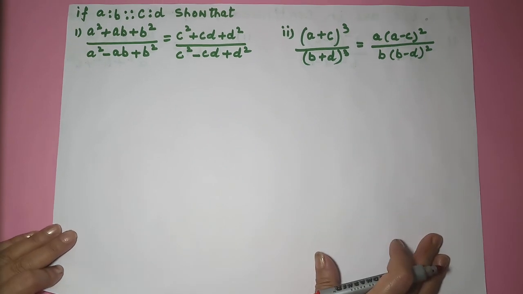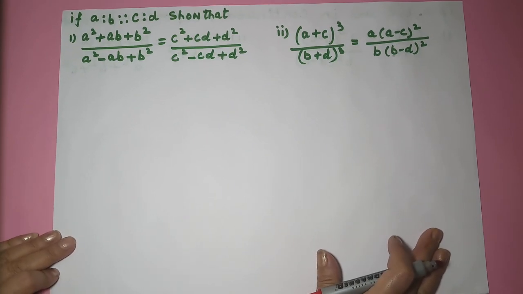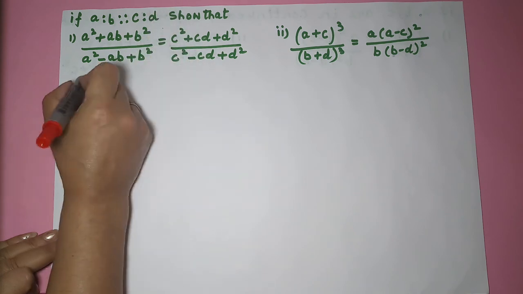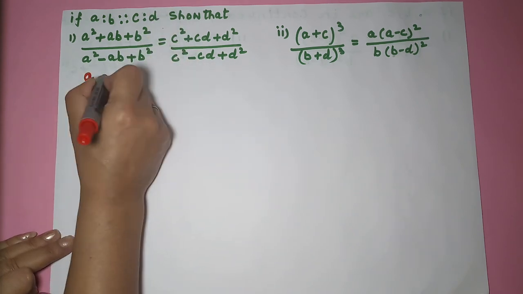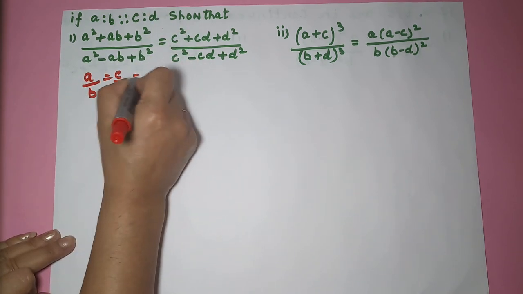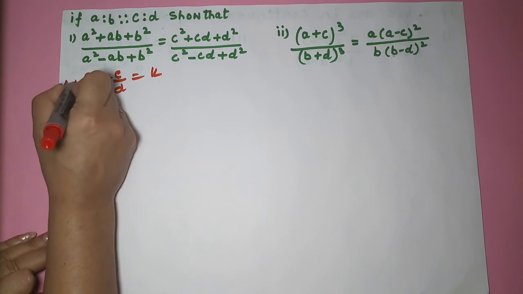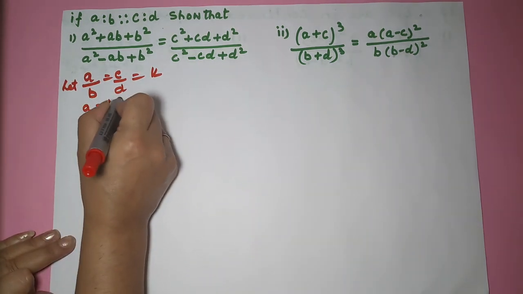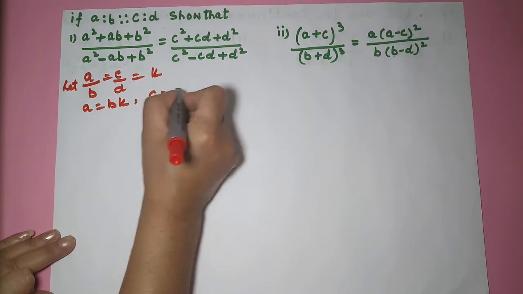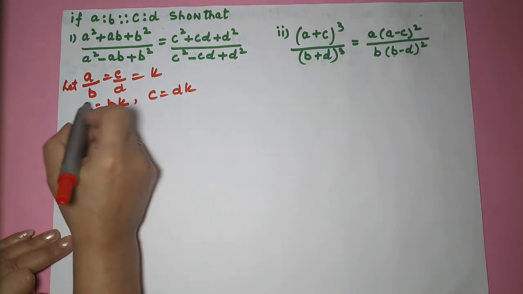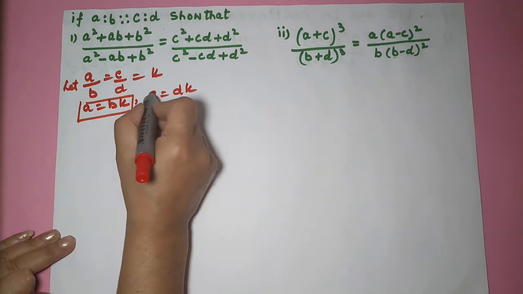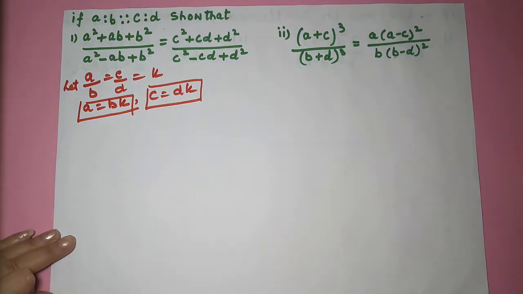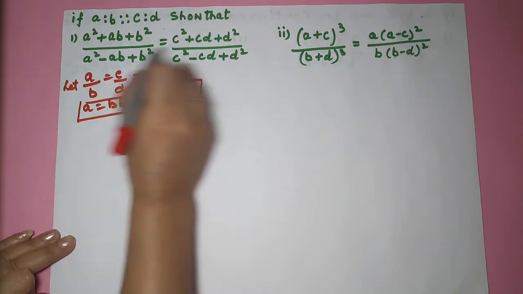One more sum. We have the same a by b is equal to c by d is equal to k. This step is important. So your a is equal to bk and your c is equal to dk. You're only going to replace a and c throughout, right? If you remember this, you are done.